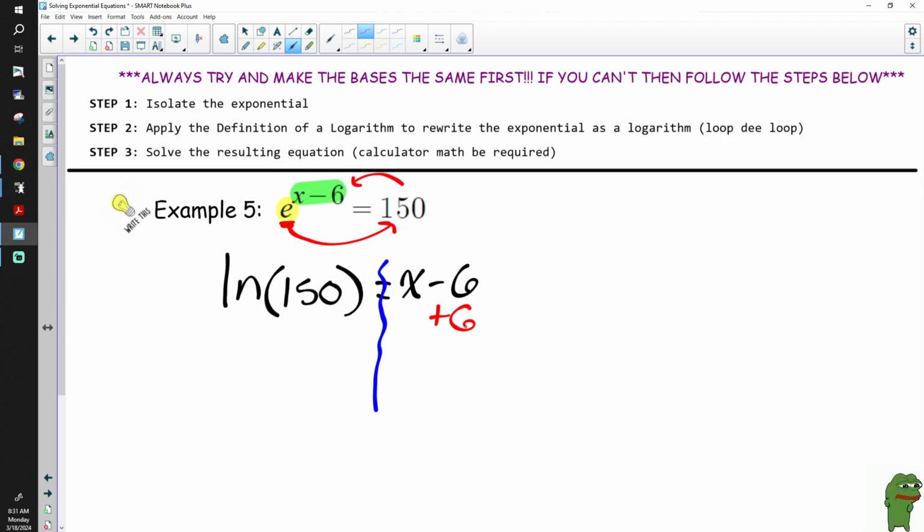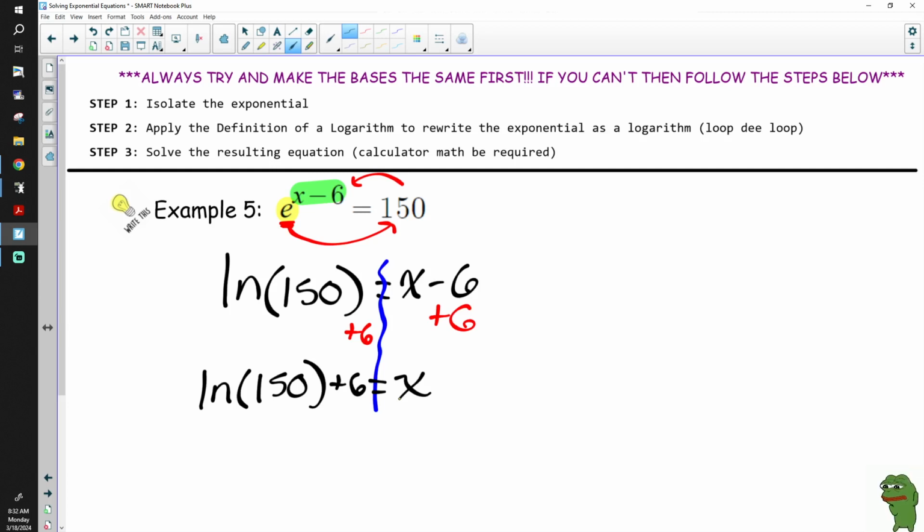We're just going to put it at the end. So it's going to become the ln of 150, close the parenthesis, and I just add a plus 6 to the end. Okay? We're just going to add 6 to the end.